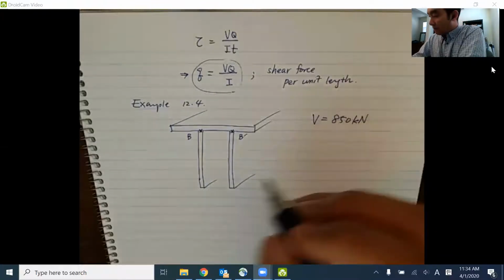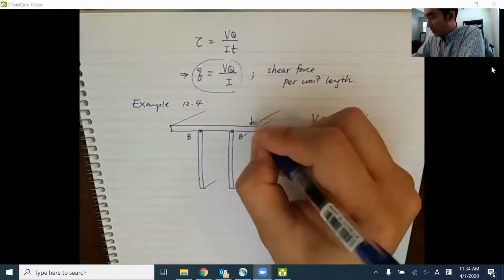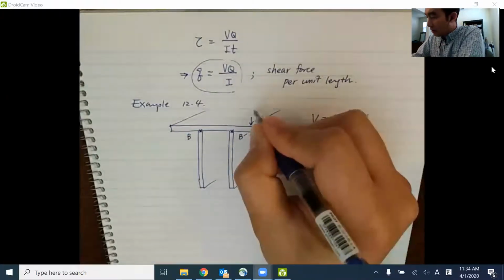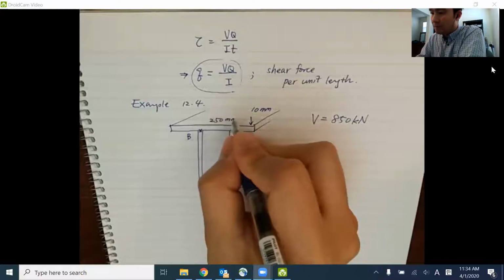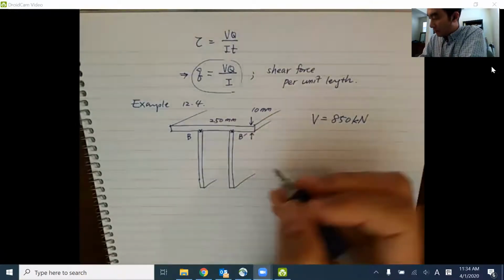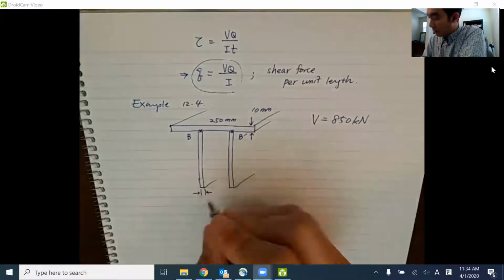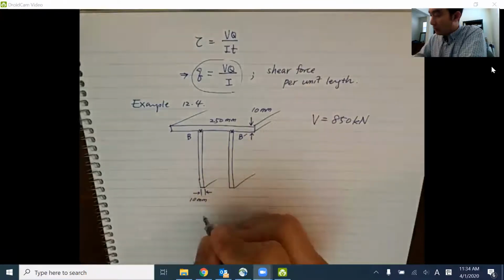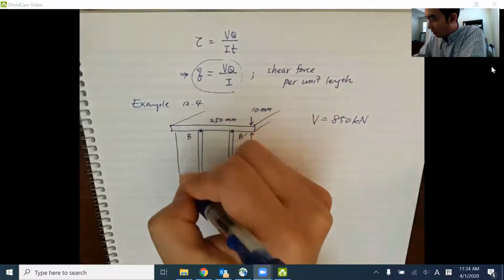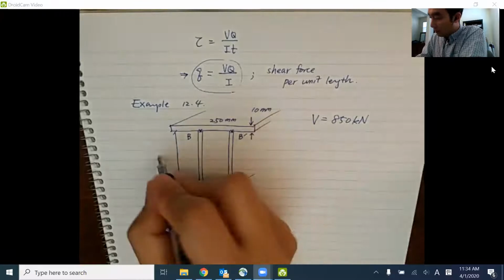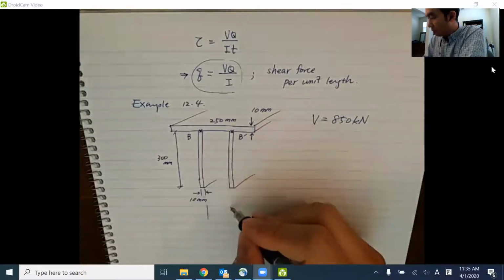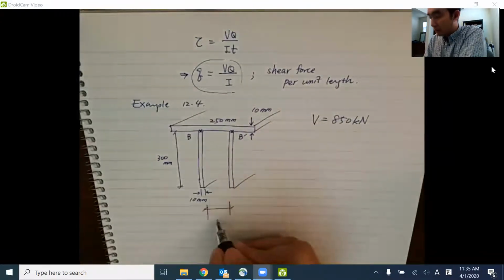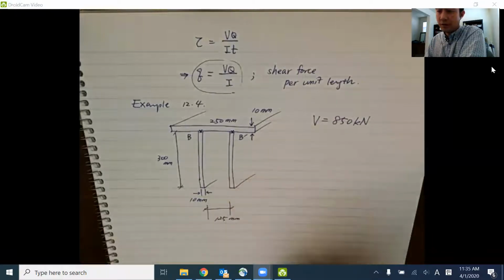Okay, the dimensions are: the top flange portion, the thickness is 10 in millimeter. The entire width is 250 in millimeter. And then this is also 10. The length of these legs is 300 millimeter. The distance between these 2 legs is given as 125 in millimeter. So those are all given information.